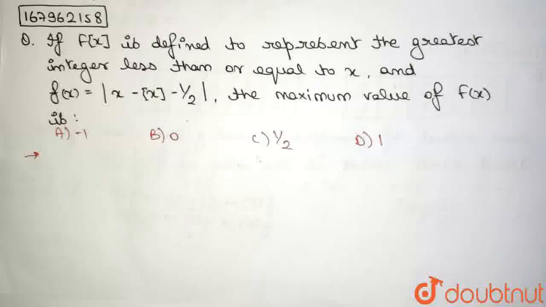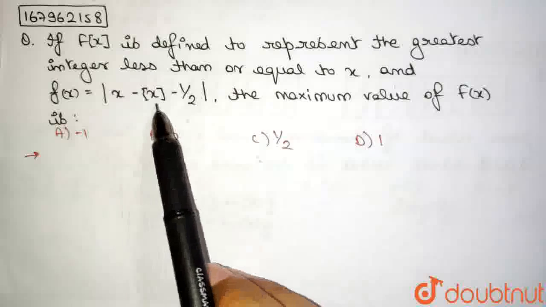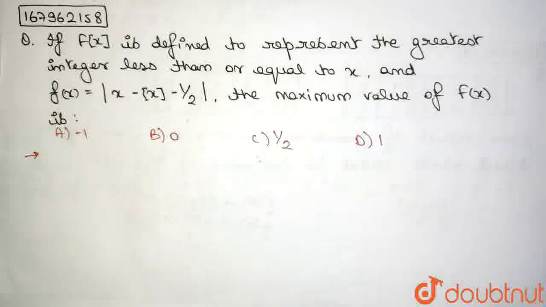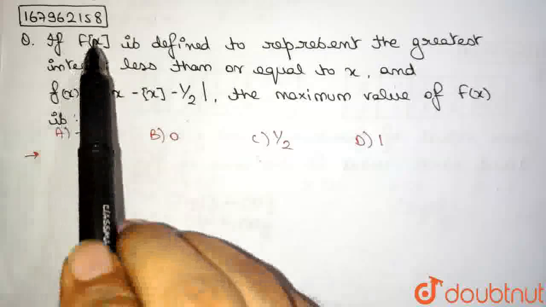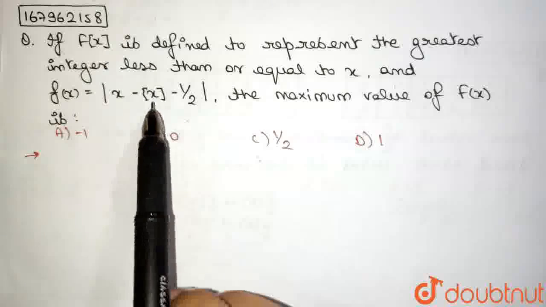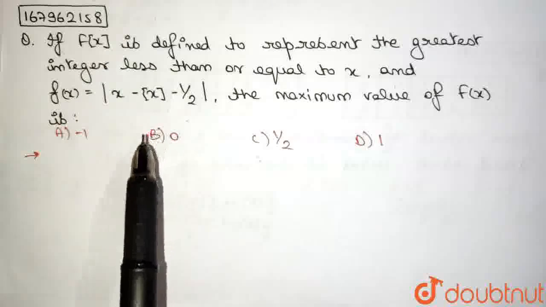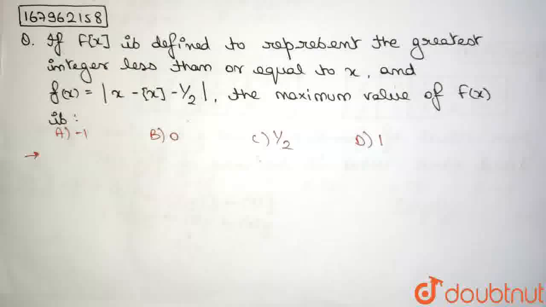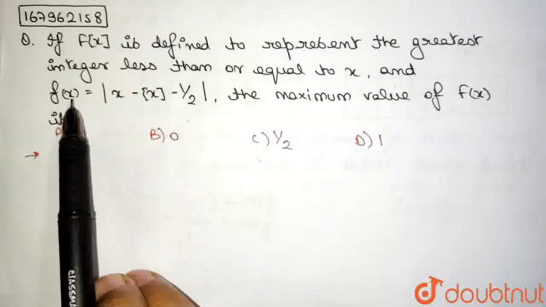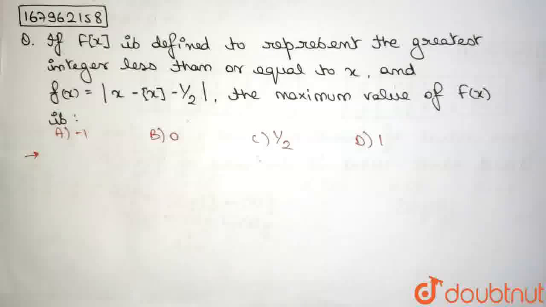Hello friends, welcome. The question states, if f of x is defined to represent the greatest integer less than or equal to x, and f(x) is equal to mod of x minus [x] minus 1 by 2. The maximum value of f(x) is, now here we have squared bracket x, right? Squared bracket x represents the greatest integer function. And here we have rounded bracket x, so this is simply the function f(x). So let us proceed with what is given in this question.